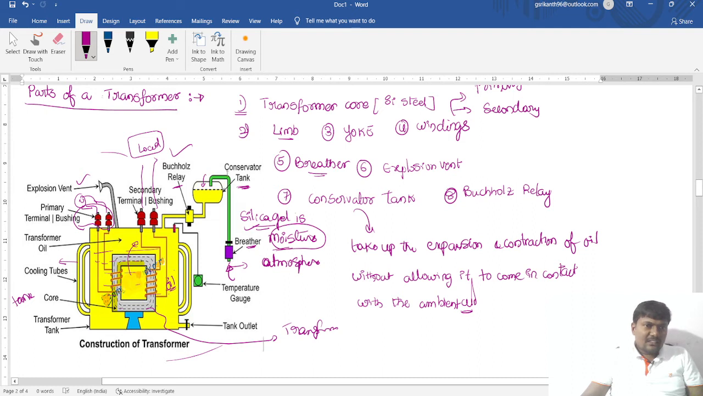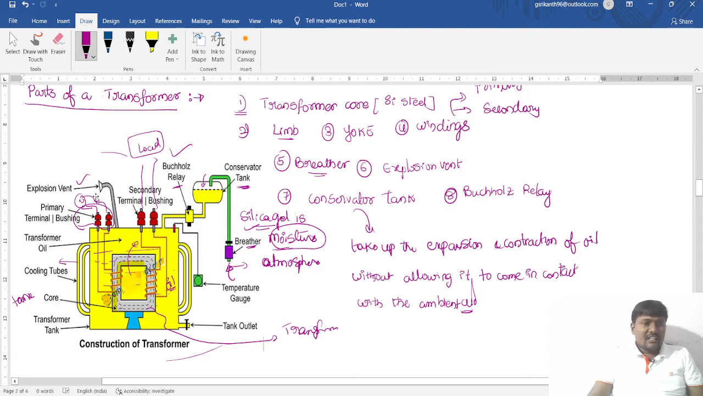And after that, the conservator tank. The oil in the conservator tank will expand if the temperature of the oil increases. If the temperature of the oil decreases, it will contract.